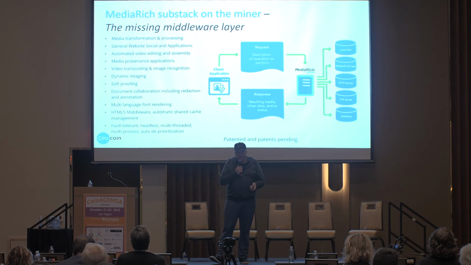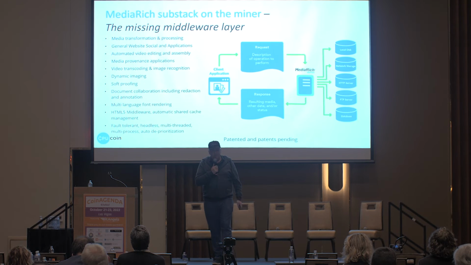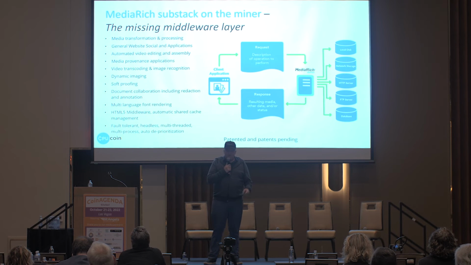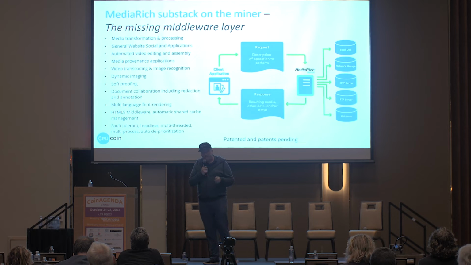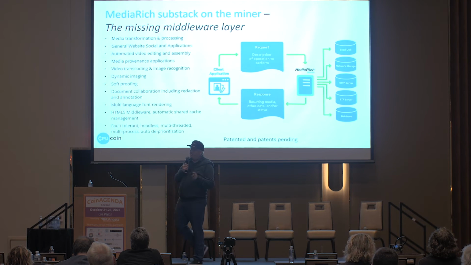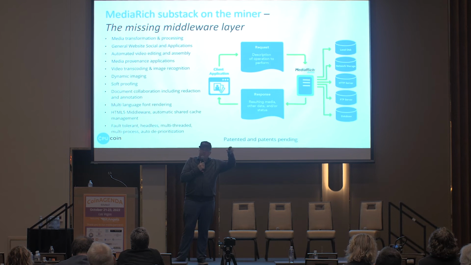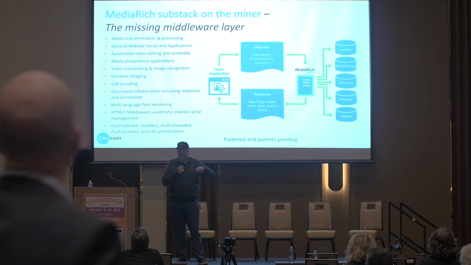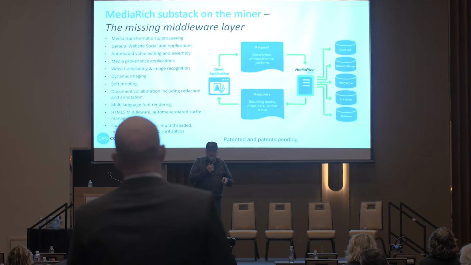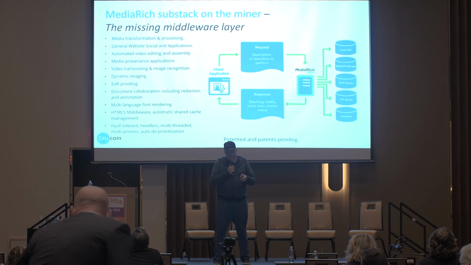So the missing middleware layer has media transformation. It does all kinds of things like dynamic content processing. It's fault tolerant. It's headless, it's multi-threaded, it's multi-process, and it's auto-deprioritizing. That means that if you have a miner in the hotel room, you're making CPUCoin off the hotel bandwidth that you're using for free while you're processing data, okay?